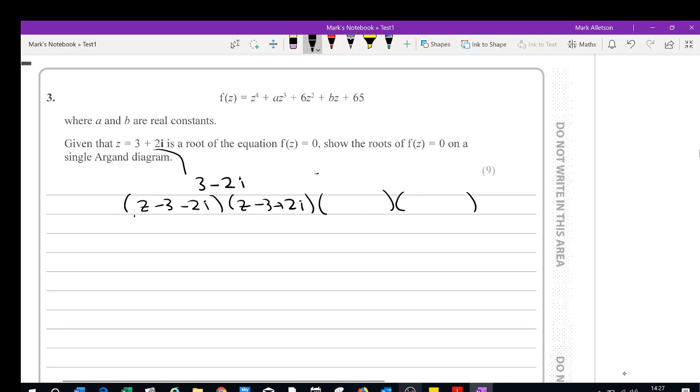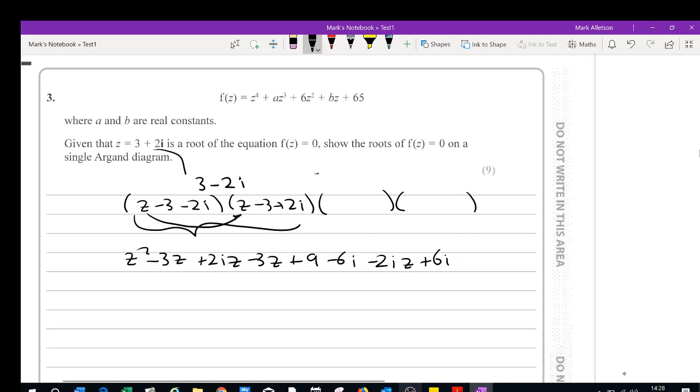So if I just multiply these together first to see what we've got so far, we'll get z squared from that times that, then minus 3z, then 3z, then plus 2iz, and then minus 3 times the z, so it's minus 3z again, and then plus 9, and then minus 6i, minus 2iz, plus 6i, and plus 4, minus 2i times minus 2i is minus 4, i squared is minus 1, so plus 4 at the end.